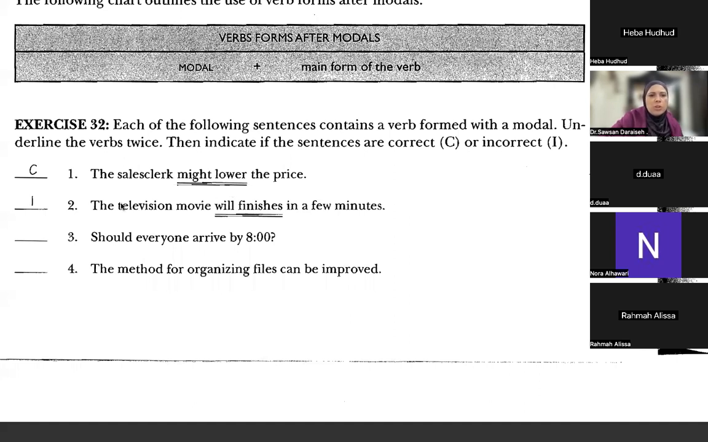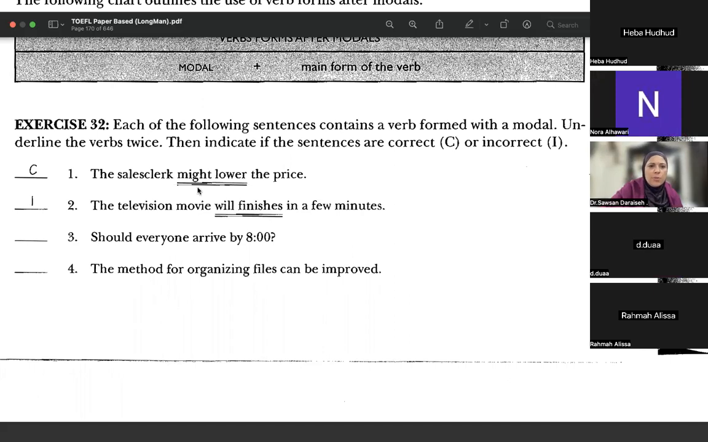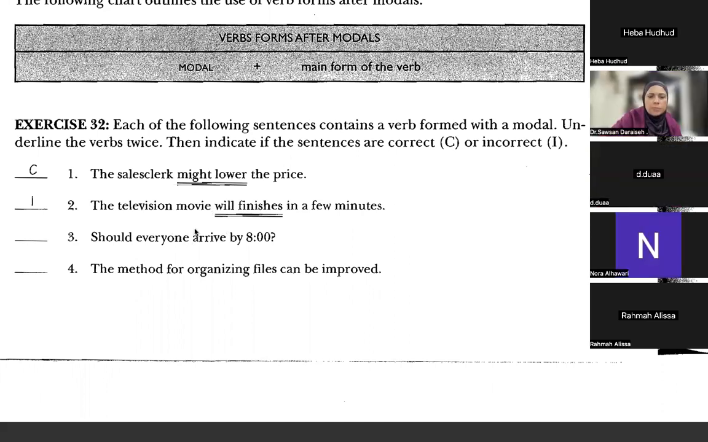All right, so Dr. Hiba, which one would you like to do? Number 3. Let's do 3 and then I'll move to the other part of the page. Okay, what do you think? Should everyone arrive by 8? I think it's correct. Yes, it's correct.